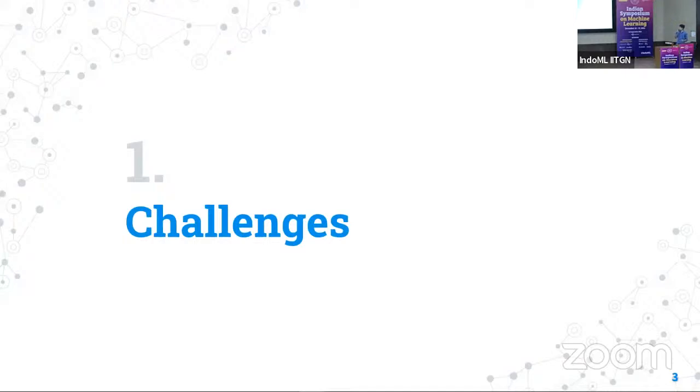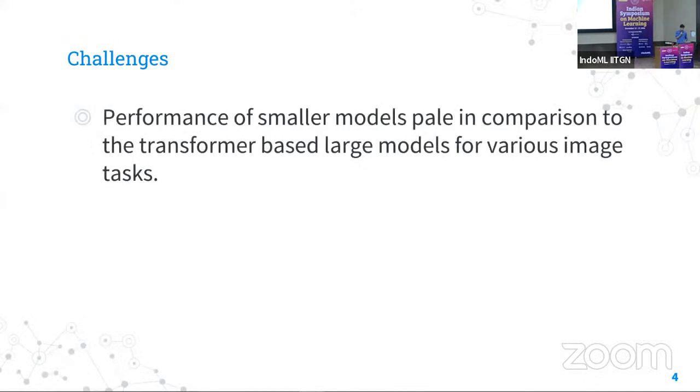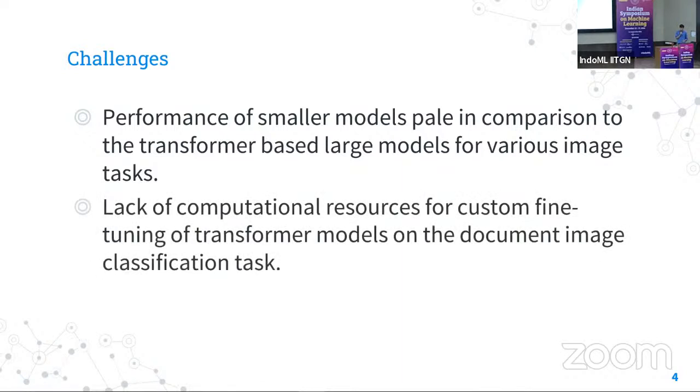When I tried to approach it from a transformer point of view, the first thing is that the results we currently have for state-of-the-art performance, especially on the RVL CDIP data set, show that smaller models perform worse compared to the transformer-based models for those particular tasks. And in my case, when I wanted to train a transformer-based model for this problem, I also had the constraint of computational resources.